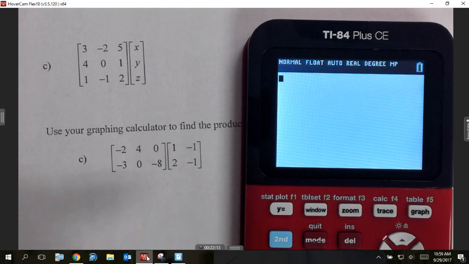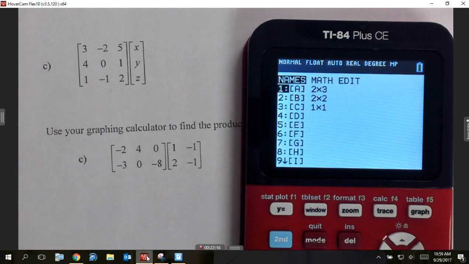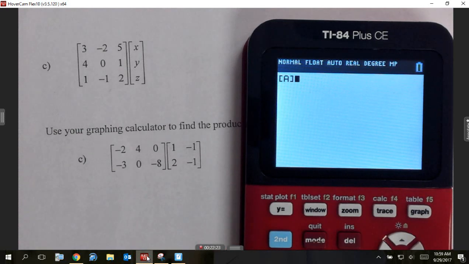All right. Go back to matrix. And this time we're not editing. This time we're in the main screen, the names. And you're going to choose matrix A. So it shows up in your calculation screen.